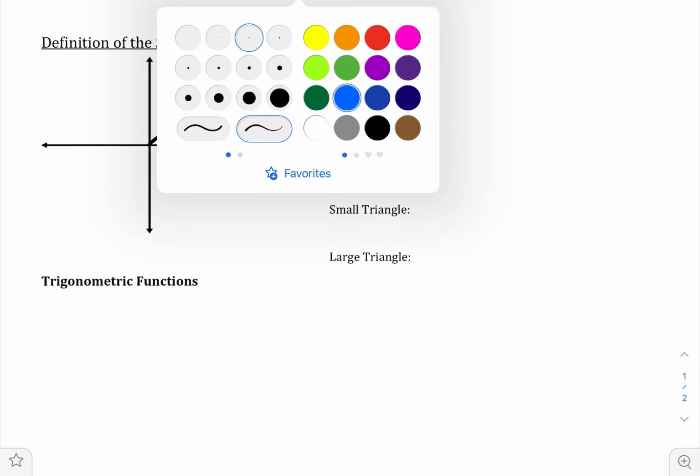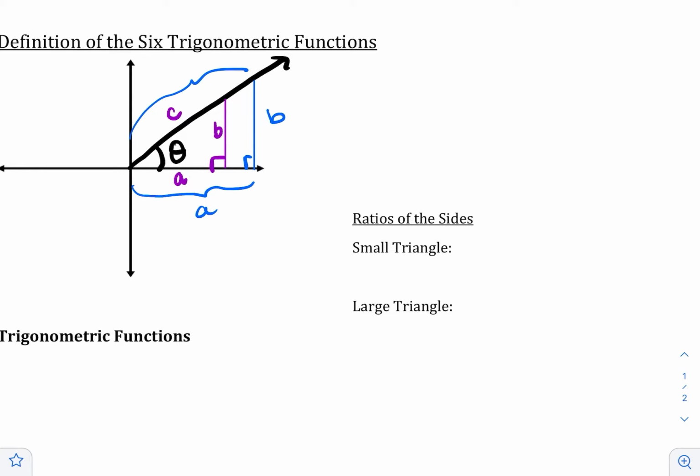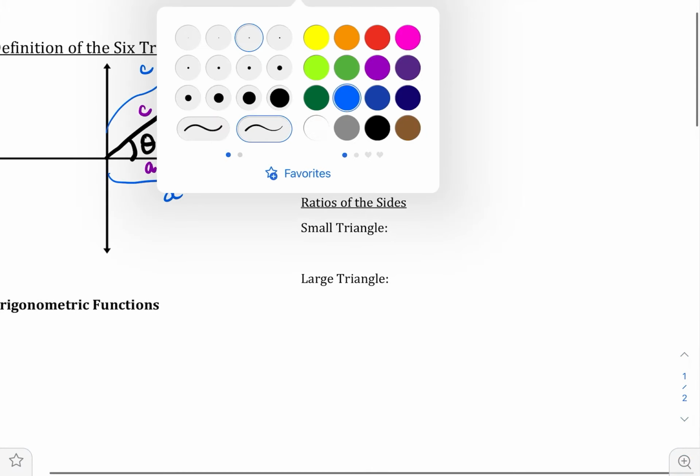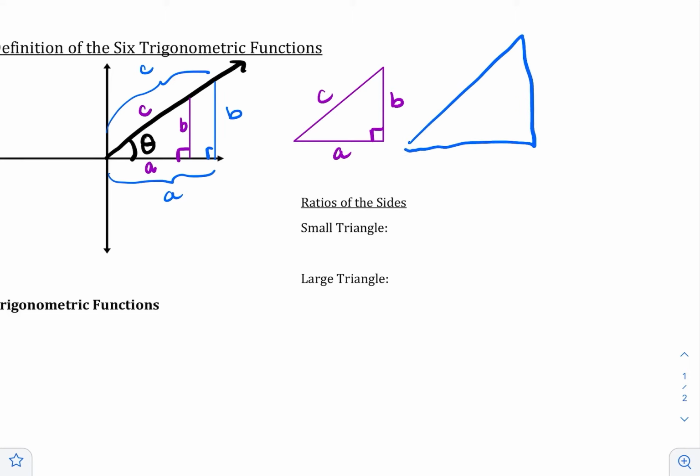So I'm going to label the sides of the right triangle. I'm going to call this A, I'm going to call this B, and I'm going to call this C. And then I'm going to call this one A, this is B, and this is C. So I'm going to take these on the side here to make it a little bit easier to look at. So I got my purple triangle, which is A, B, C. And then I got my blue triangle, which is a little bit bigger.